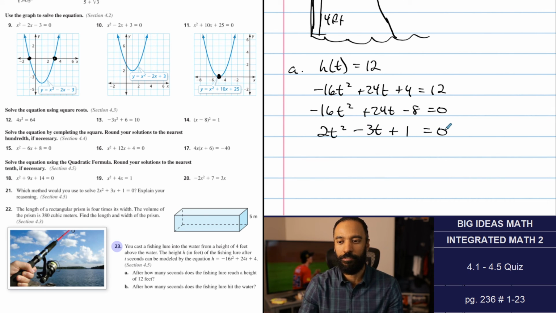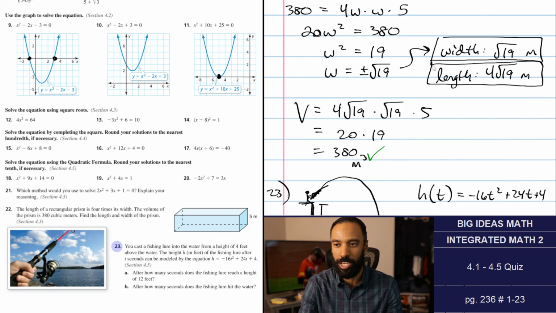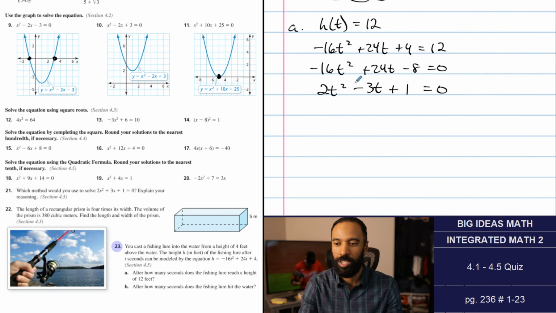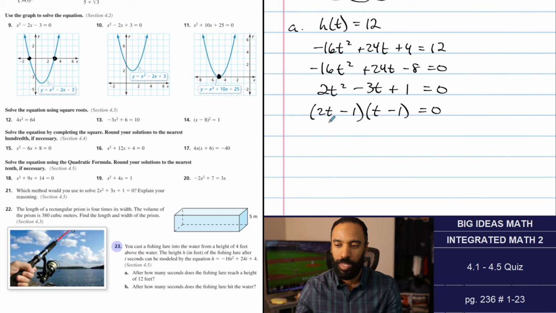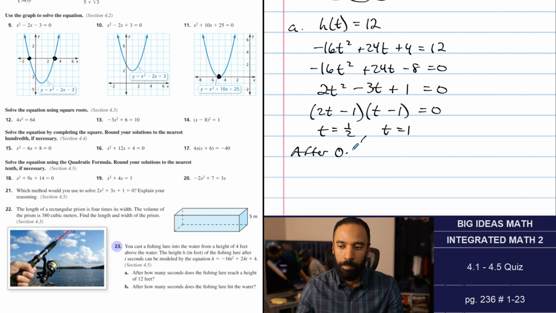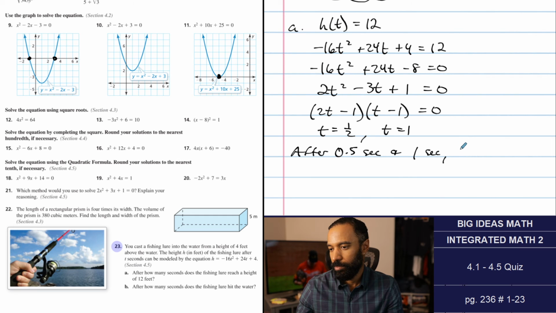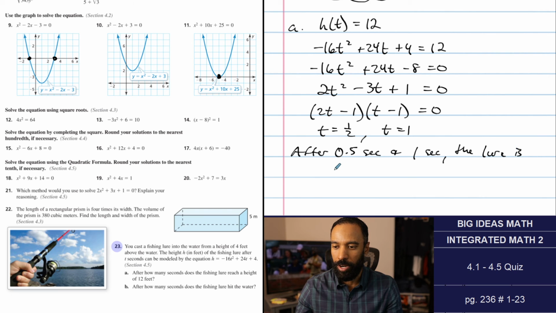And we just saw something factor like this. It was 2x squared plus 3x plus 1 on a previous page. This is factorable. This factors into 2t minus 1 times t minus 1. I said I do this thing faster sometimes. Add 1, divided by 2, you get 1/2. And here you get 1. So after half a second and 1 second, the lure is 12 feet above the water.